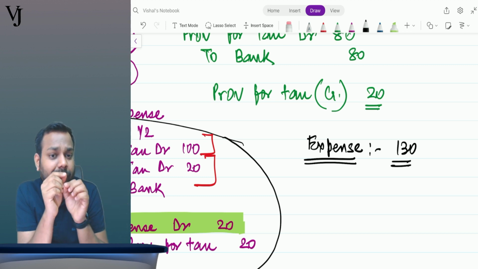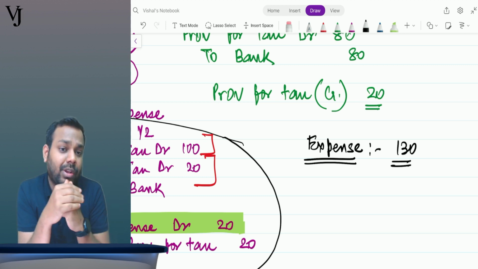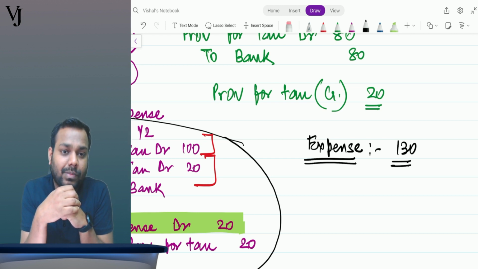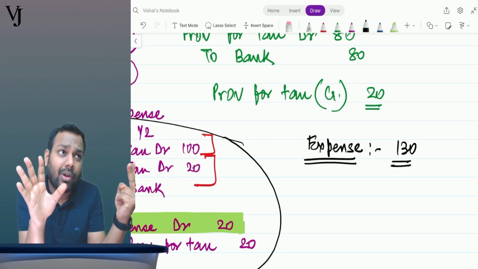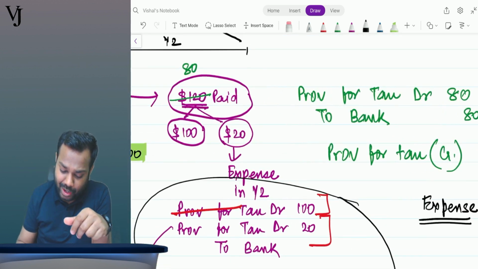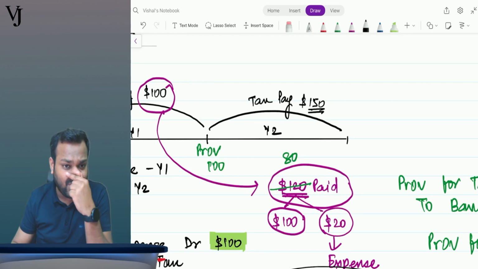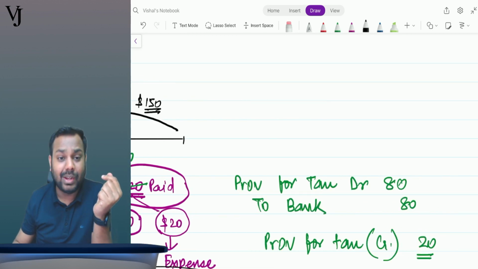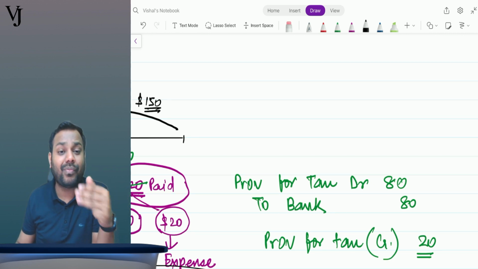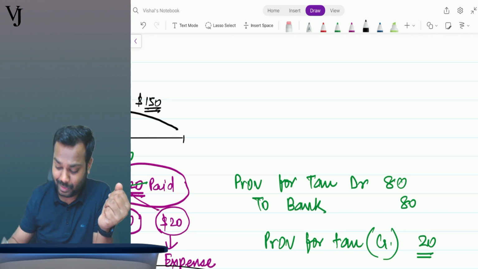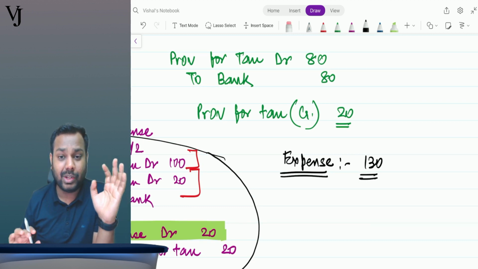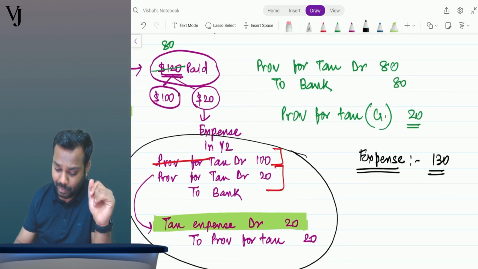When you open your refrigerator, you already have 2 chocolates in it. Now tell me, how many chocolates will you purchase? I need 5, 2 I already have, so 3 I will purchase. Similarly, I need 150, 20 I already have, so I will make a further expense of 130. So this is the concept. I believe you have understood this part now.